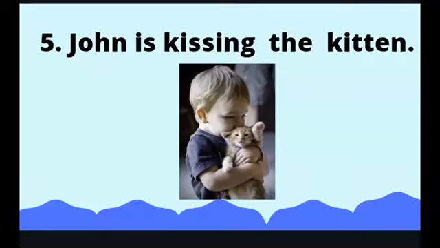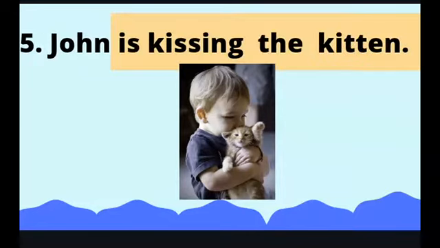Next one, John is kissing the kitten. John is kissing the kitten. And the answer is, kissing the kitten is the predicate. So John becomes the subject.